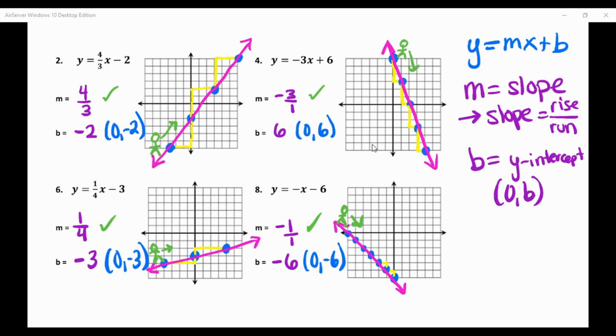The other way you can do a quick check to make sure that you graphed an equation correctly is by checking the steepness of the line. The higher the slope, the steeper the line. So for example, number 4, that's a really steep line, and -3 is a pretty high slope. Whereas number 6, that's not as steep of a line, and the slope is 1/4. That's it for the Jamboard practice assignment on 3-5 Part 2, graphing linear equations in slope-intercept form.